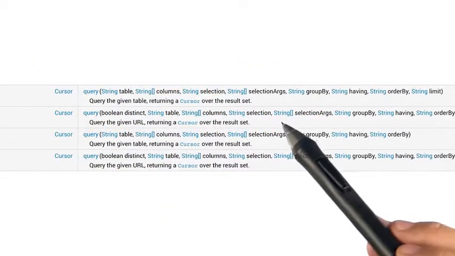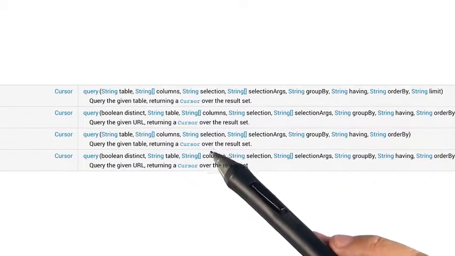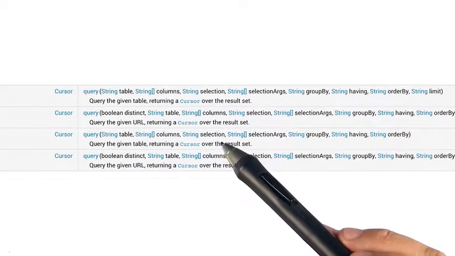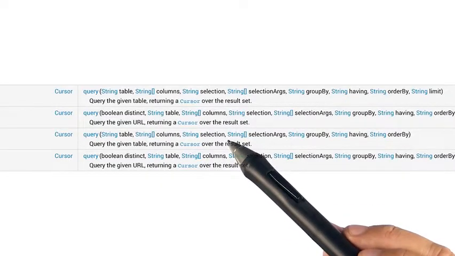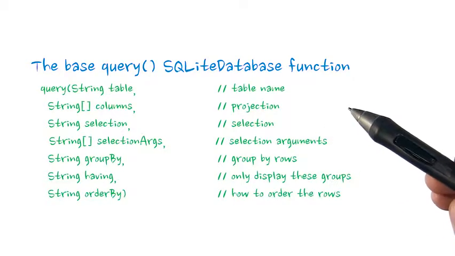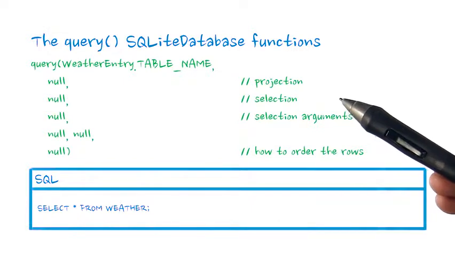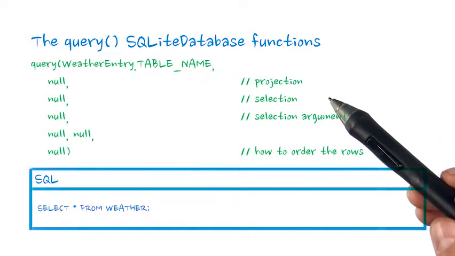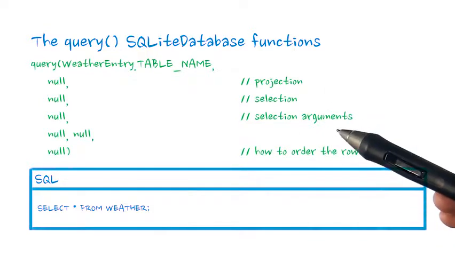There are several query methods that take in different numbers of parameters. A query method is just a helper function to make it easier to construct and execute a select statement. Let's show how the query function constructs a statement. Here's what the base SQLite database query function looks like. The most basic query we can make with this only has a table name, and it returns all columns and all records. The rest of the parameters would modify and filter the output of this query.